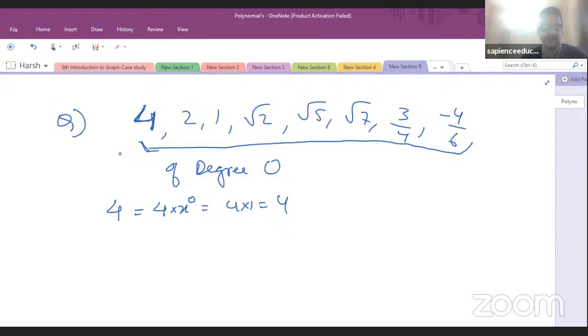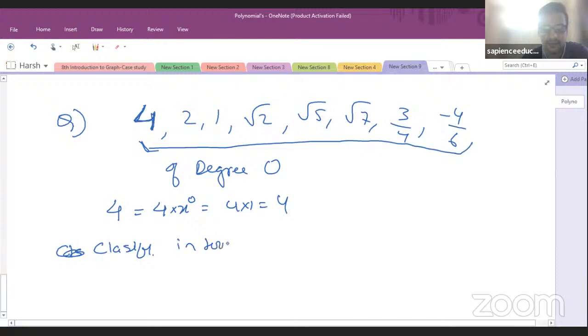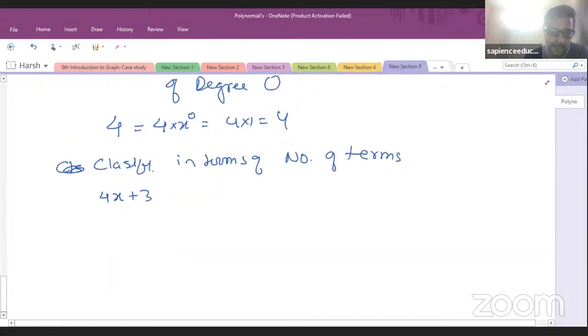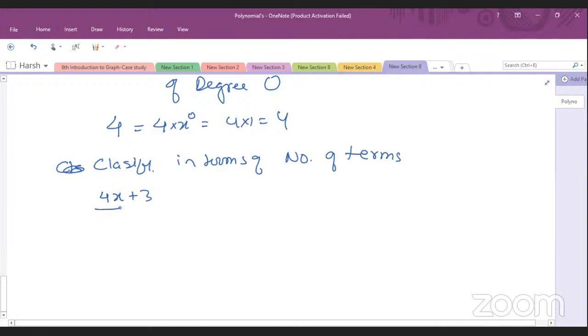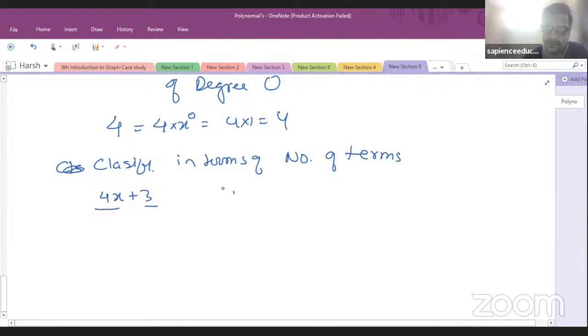Okay. So we differentiated polynomials in terms of degree. Now we will classify the polynomials in terms of number of terms. What is a term? I have written it so many times. If I write 4x plus 3, how many terms does it have? 2. 4x and 3, correct? So the number of terms here is 2.